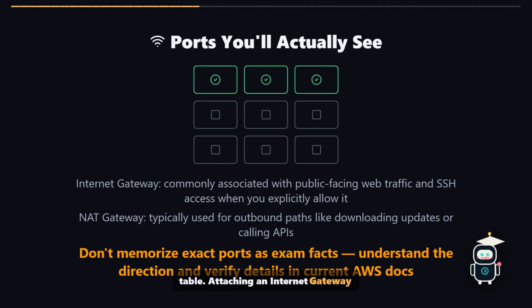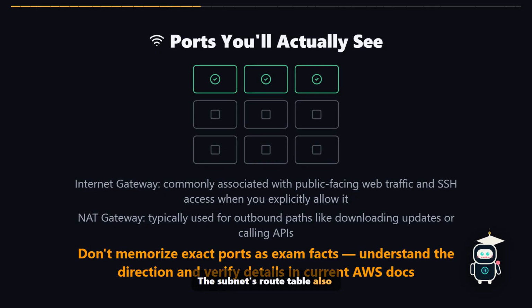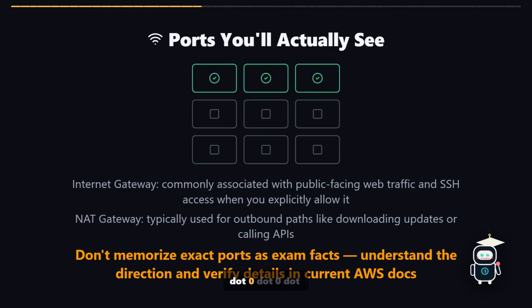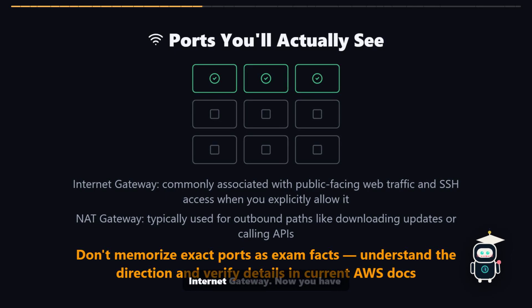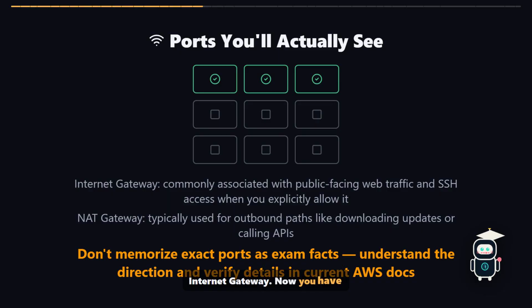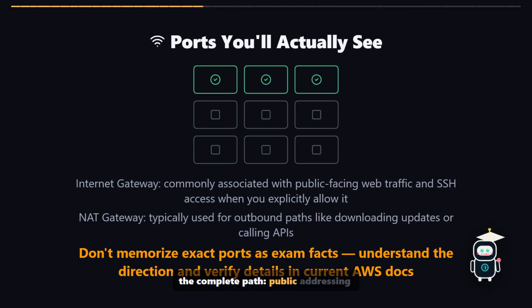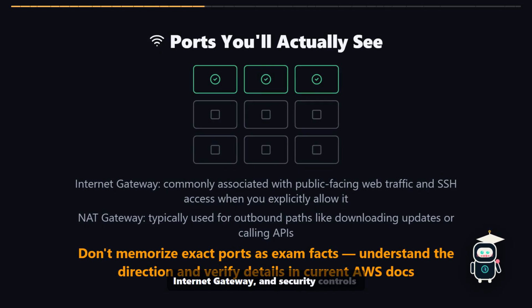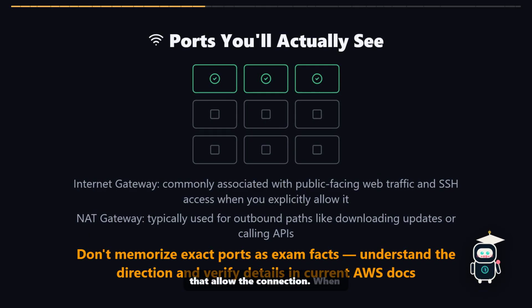Attaching an internet gateway to the VPC does not automatically send traffic through it. The subnet's route table also needs an IPv4 default route, 0.0.0.0/0, pointing to the internet gateway. Now you have the complete path: public addressing on the resource, a route from the subnet to the internet gateway, and security controls that allow the connection.